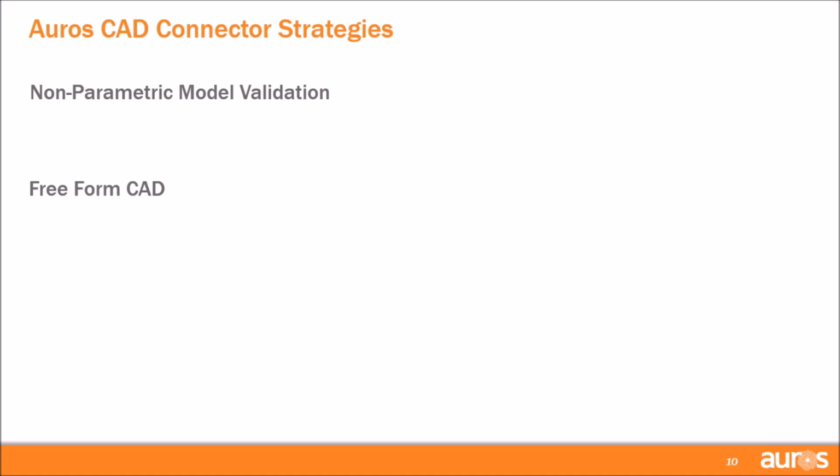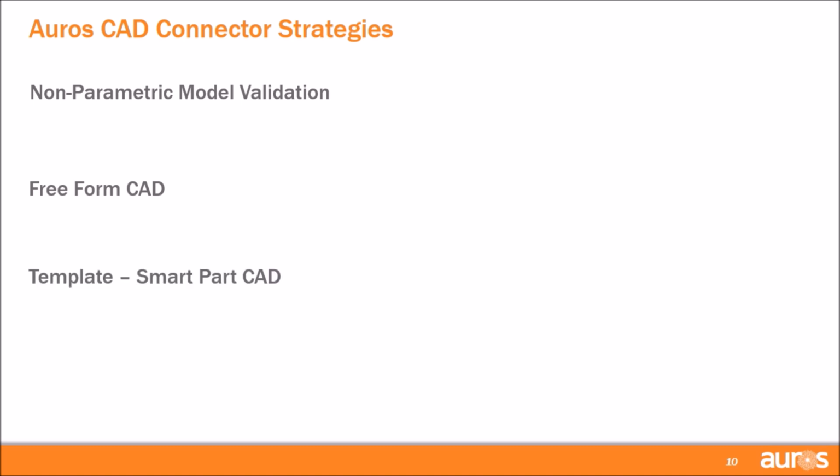Now the next one is freeform CAD, and I've demonstrated this strategy in the past. And freeform CAD is basically you take a model that doesn't have any parameters in it, and we manually attach parameters to the model to make it smarter and also detect status against that model. And I'm not actually going to go through this particular one today, but it is a very useful CAD connector strategy.